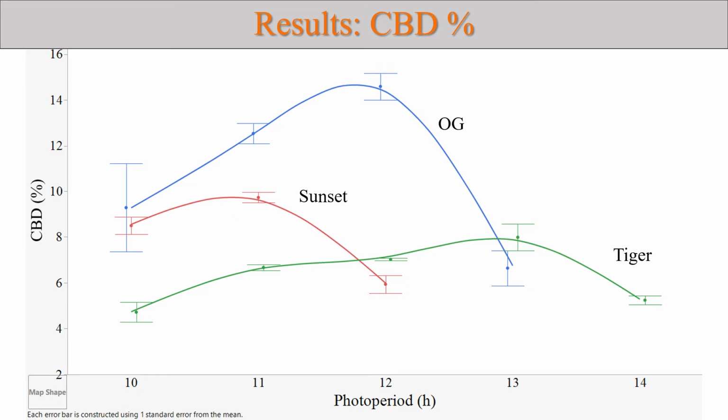Finally, for tiger, we have a low CBD percentage at 10, increases at 11, increase at 12, increase at 13, and then finally drops off at 14. So what we see here are different optimums based on CBD percentage for these different varieties, meaning that each variety potentially has a different photoperiod where optimal CBD percentage or accumulation and synthesis will occur.